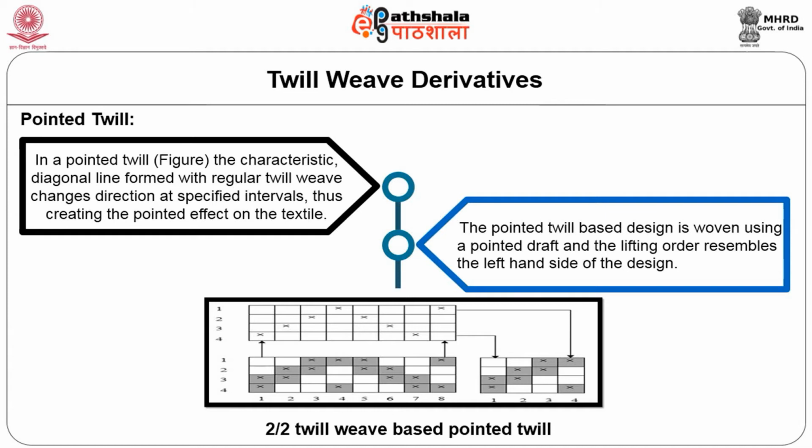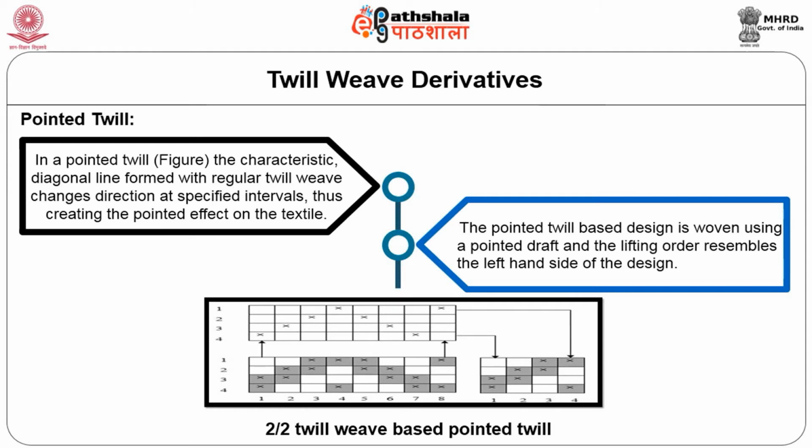Here you can see the pointed design, which is working on 4 ends. Basic 2 up 2 down twill is used, and the number of ends repeating on is 7. So the design is turned or pointed from the 4th end onwards. You can see that end number 1 is drawn in heald shaft number 1, end number 2 in heald shaft number 2, end number 3 in heald shaft number 3, and end number 4 in heald shaft number 4.